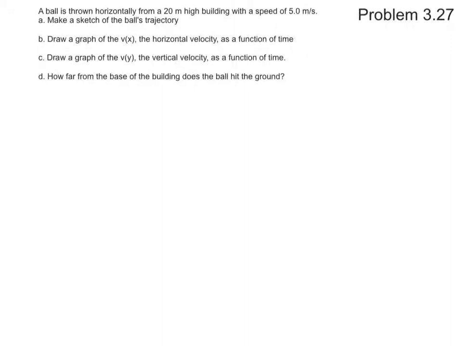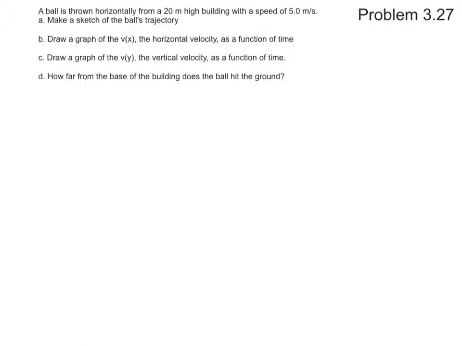All right, so we're looking at a problem in Chapter 3, problem number 27, which is part of your Chapter 3 homework. And it reads, a ball is thrown horizontally from a 20-meter high building with a speed of 5 meters per second. And there are 4 parts to this problem that are kind of all based on getting just the idea of what's going on in this problem.